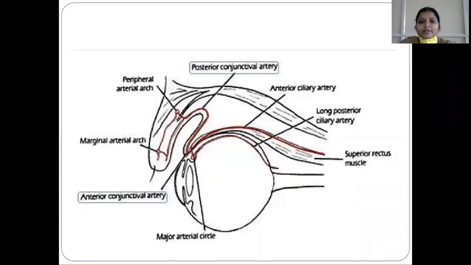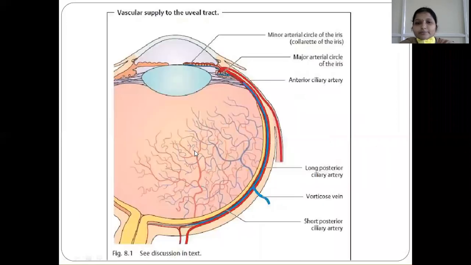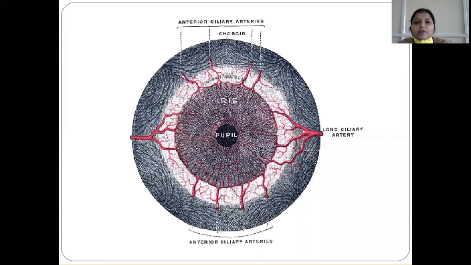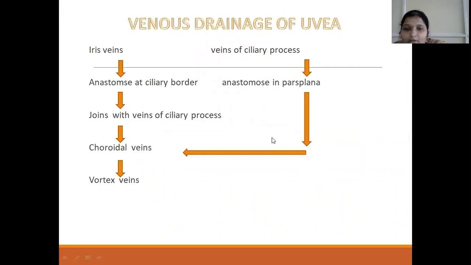So here you can see they are arising from the muscle and form a major arterial circle in the ciliary body. Here also the same. This is another diagrammatic representation. Here you can see the long posterior ciliary artery and these are anterior ciliary arteries, and this is the anastomosis, major arterial trunk. After forming the major trunk, these again give radial branches. So these radial vessels are responsible for the occurrence of radial streaks in the ciliary zone.